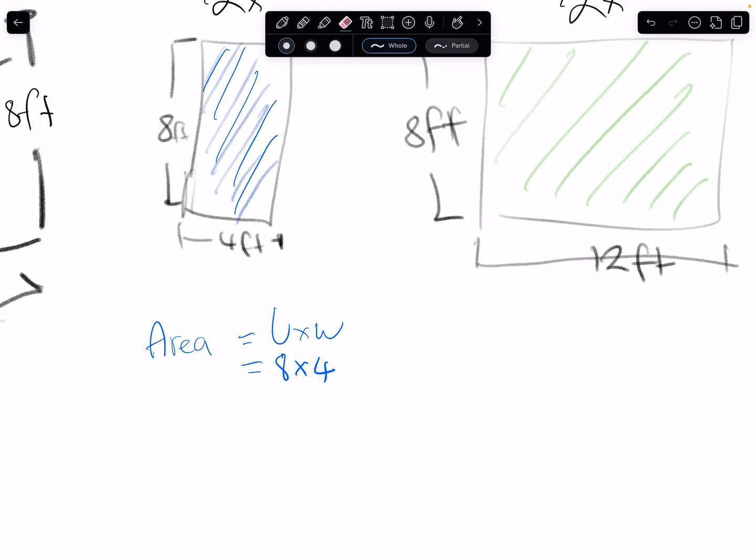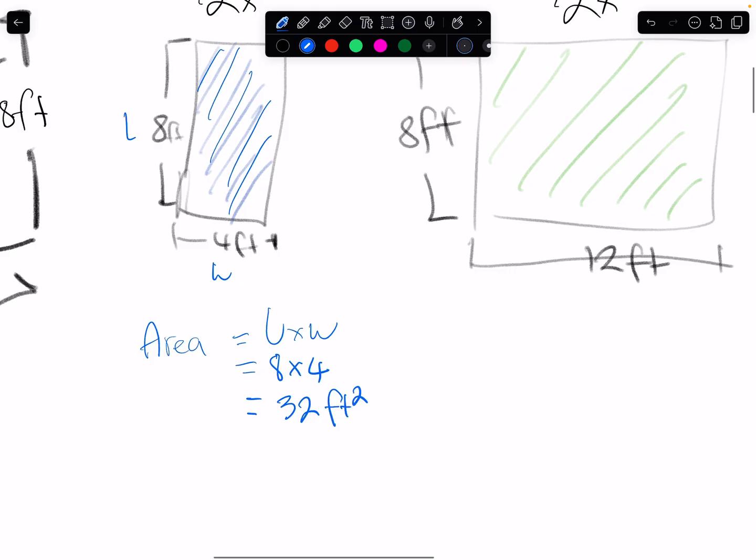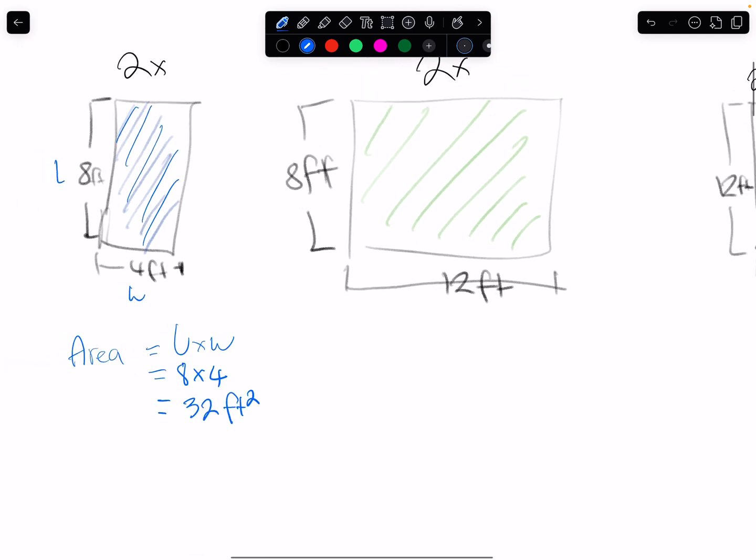But I'm going to say my length will be this side. This will be my eraser. This will be my length, and this can be my width. So 8 fours are 32. So our area is 32 feet squared. Now we'll move on to our next one.